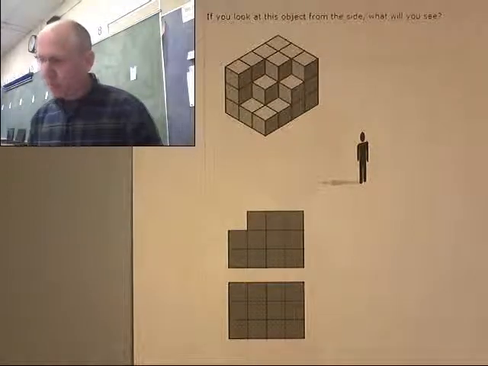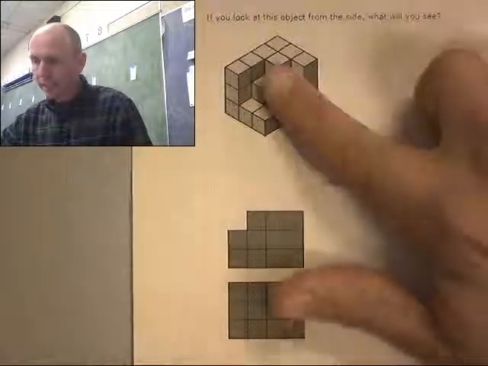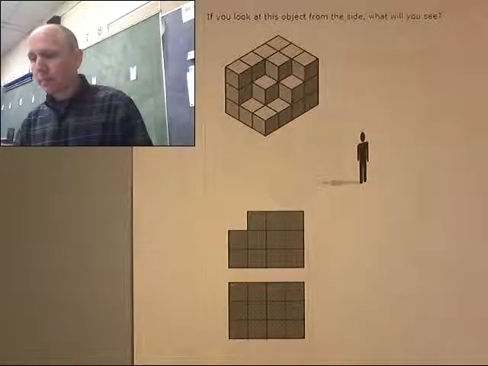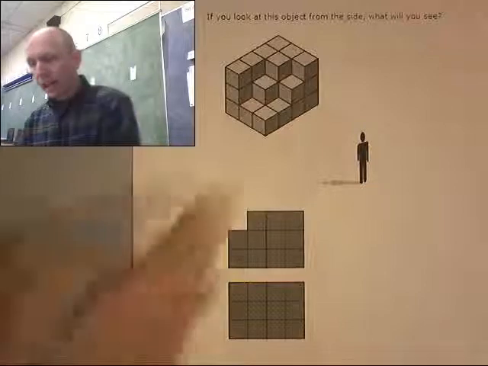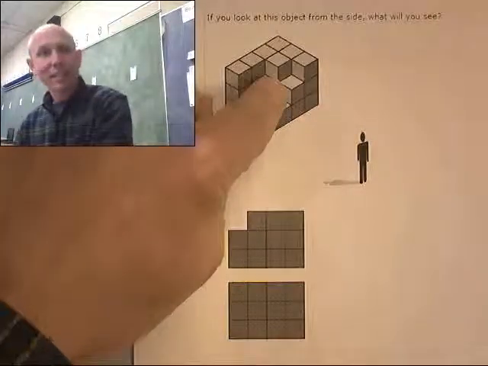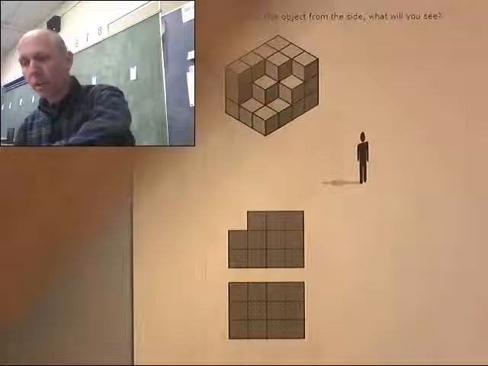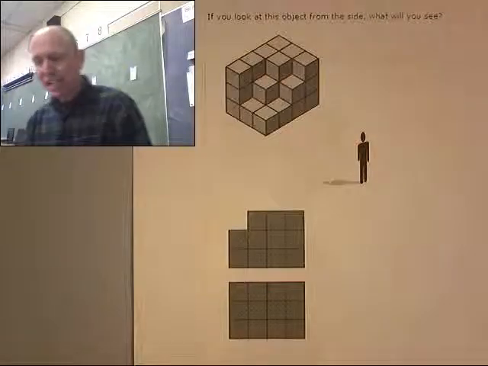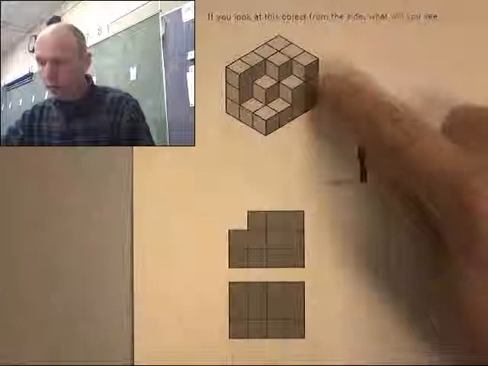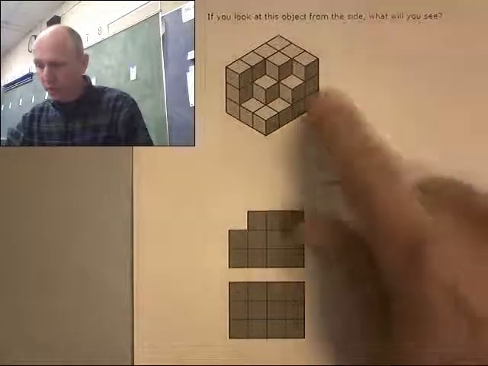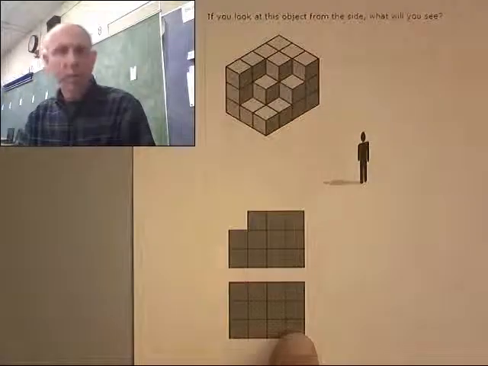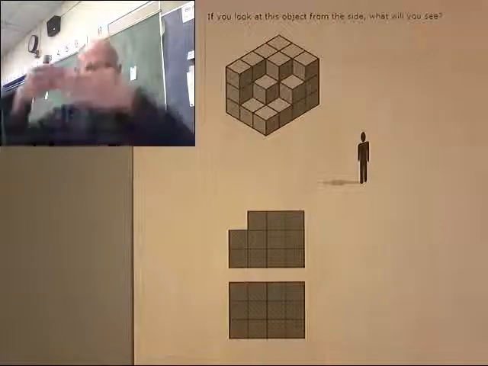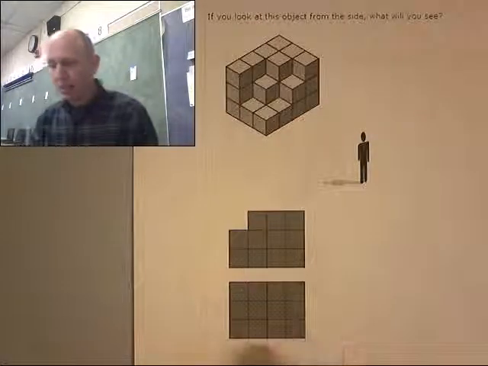If you look at this object from the side, now we're looking at this side view, what do you see? Now, I understand it looks like stair steps here, but mush it all into one layer, into one flat surface. What do I see? This is what I see. I see 1, 2, 3 up, and I see 1, 2, 3, 4 over. Ignore any depth perception. You're looking at just a flat surface. This is what you would see.